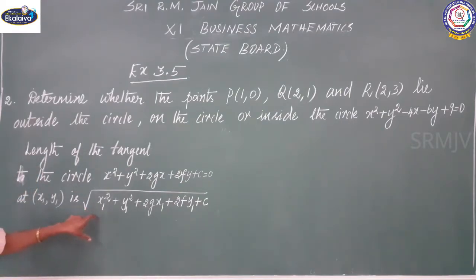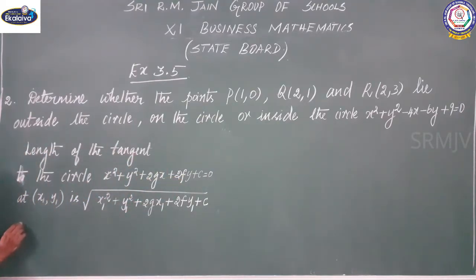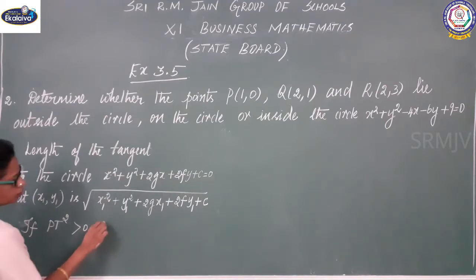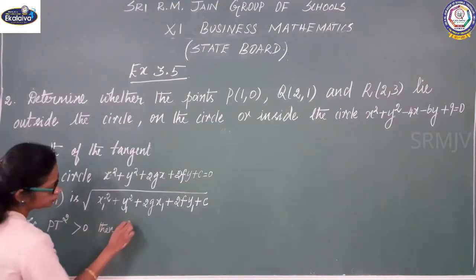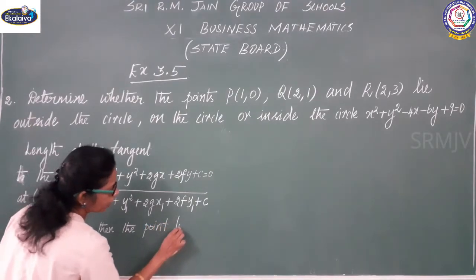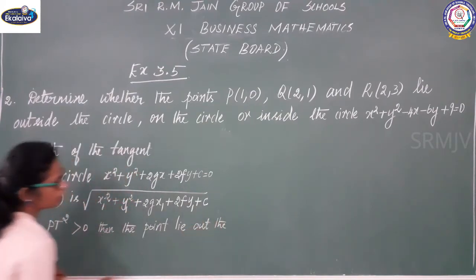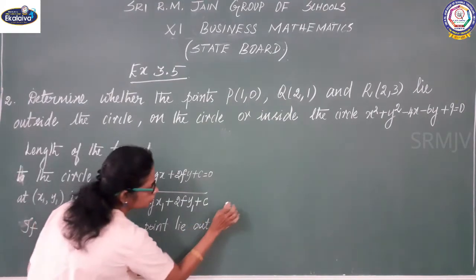How do we say, using this, whether the point lies outside, inside or on the circle? See, if PT square, that is the length of the tangent squared, is greater than 0, then the point lies outside the circle.